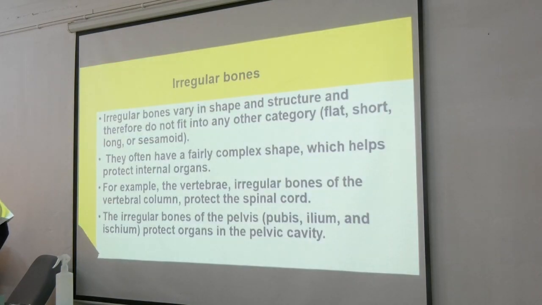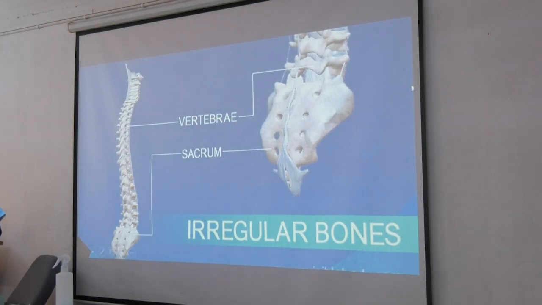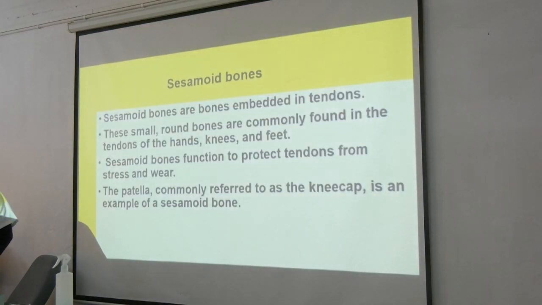Irregular bone. It is irregular in shape, so that's why it is called so. Which are the irregular bones? First one is the vertebra, then the sacrum. Sacrum is also irregular, right? And the hip bone. These are the examples of irregular bones. Then sesamoid bone: patella, pisiform and rider's bone. These are the examples of sesamoid bone. So what is the function of sesamoid bone?